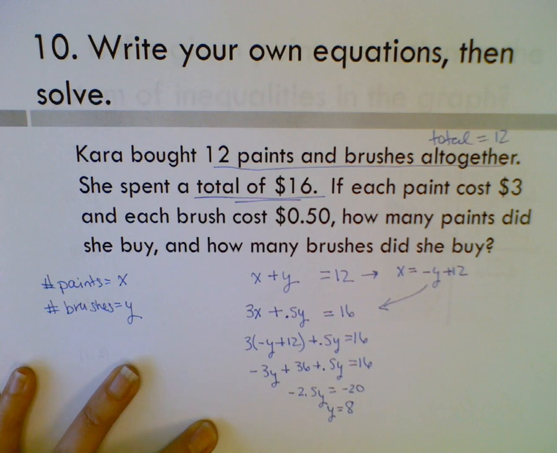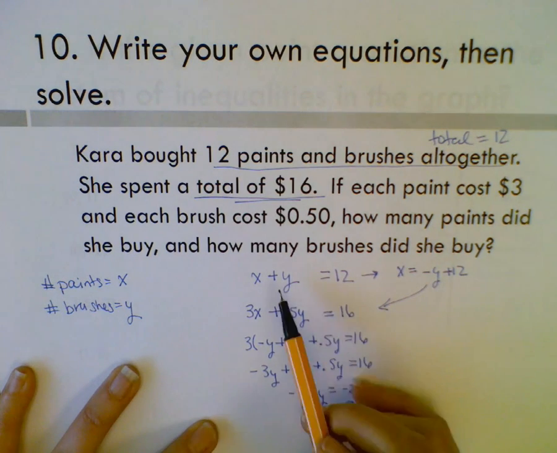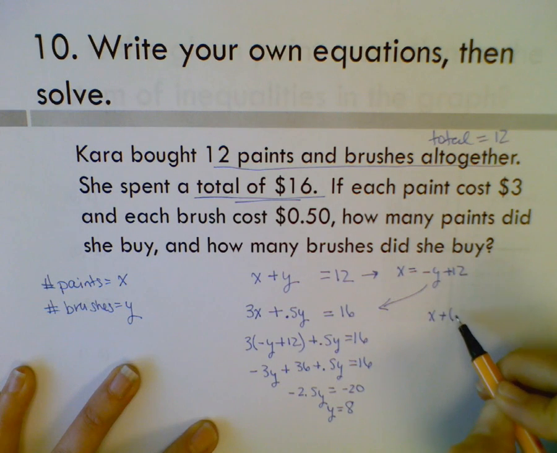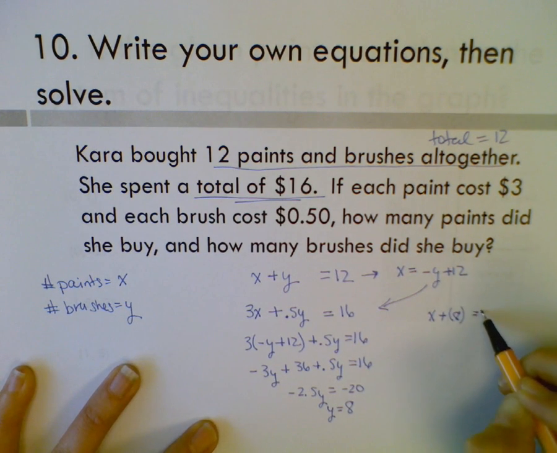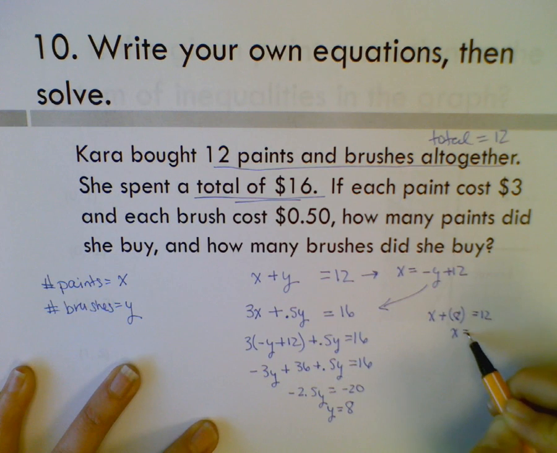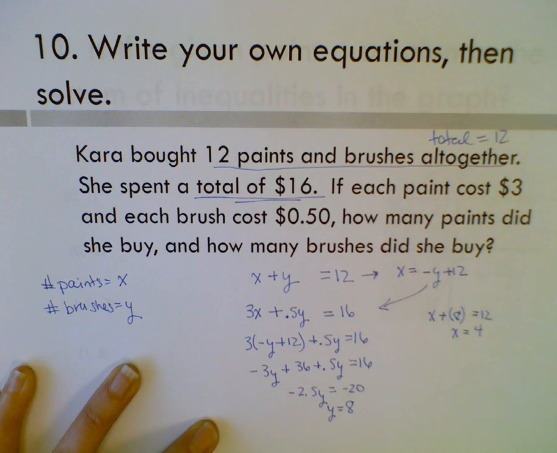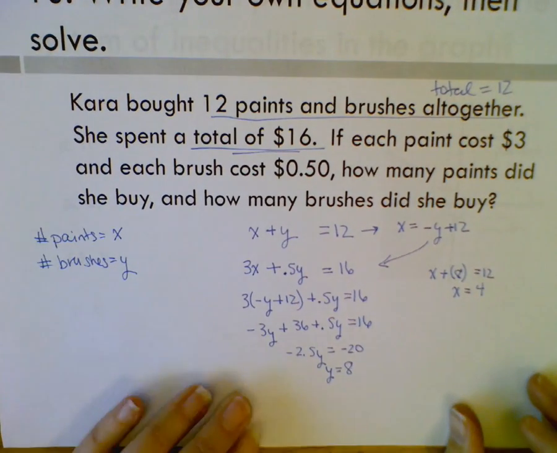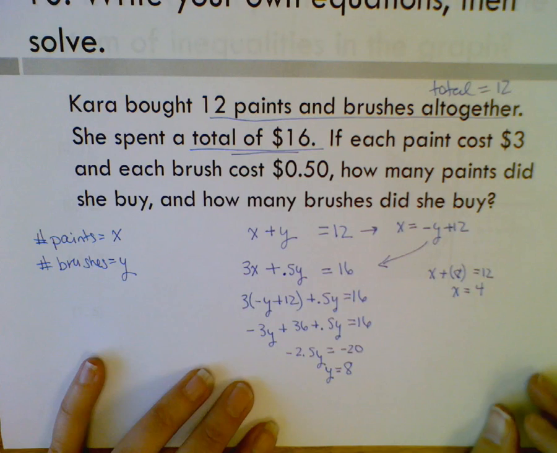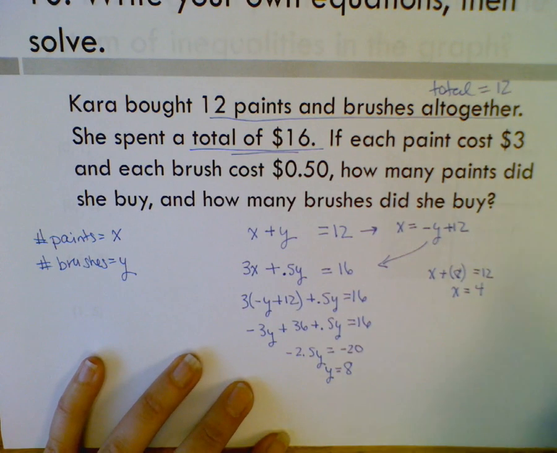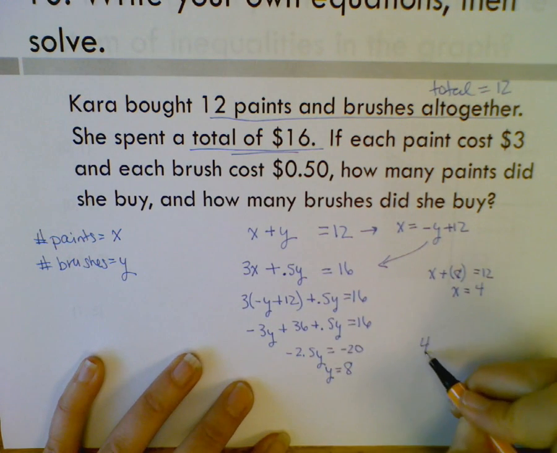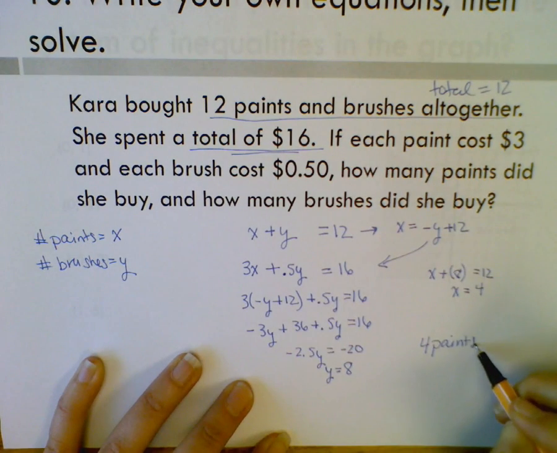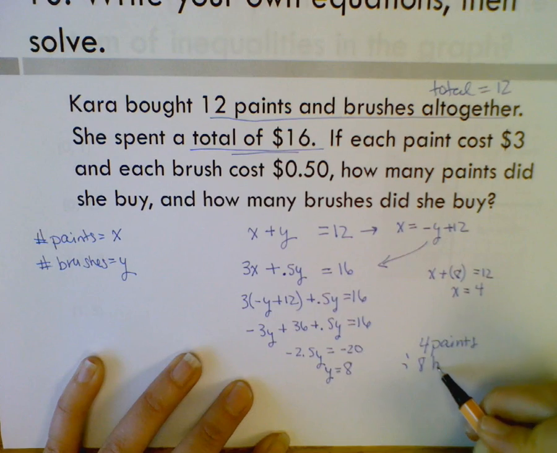Then I can take that and plug it into my other equation, which is the first equation that I didn't use yet. So x plus y equals 12. So x equals 4. So we're not going to write this answer as an ordered pair because that's not the question. The question is how many paints did I buy and how many brushes did I buy? Well, that means I bought 4 paints, because x is my paints, 4 paints and 8 brushes.